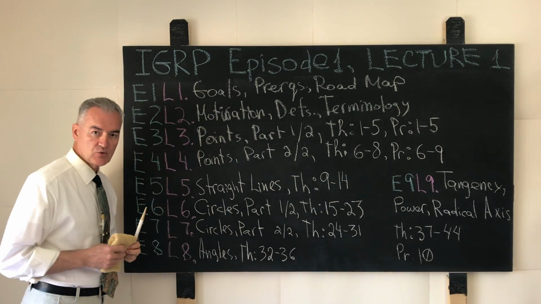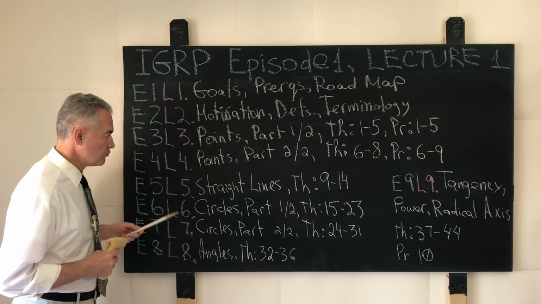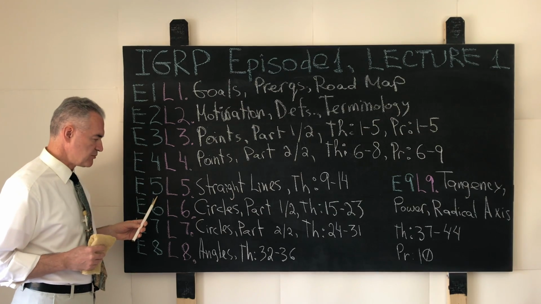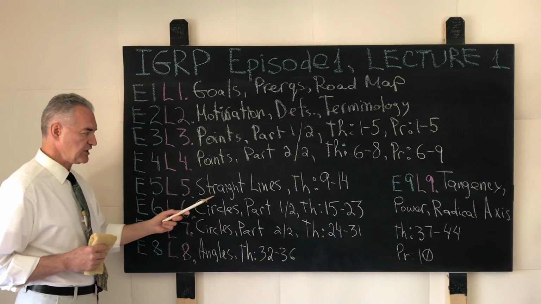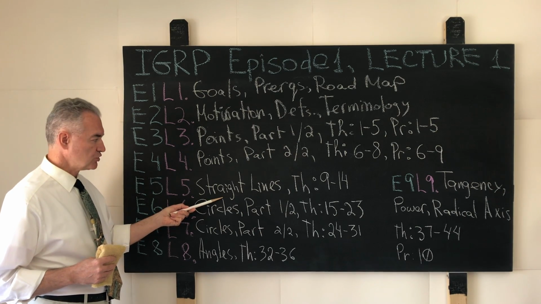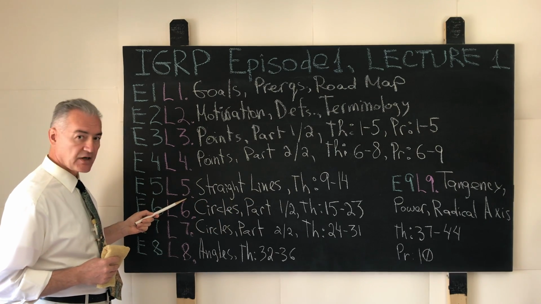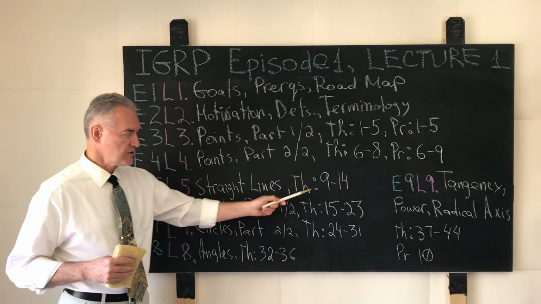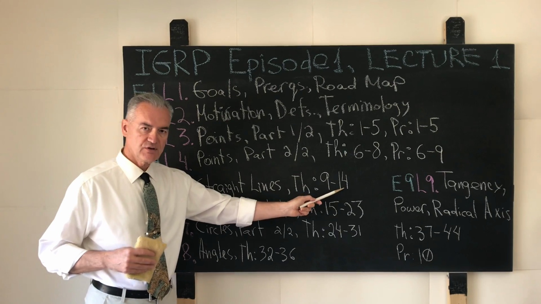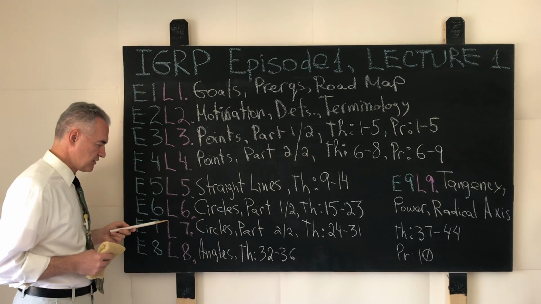Once we understand how inversion of the real plane with respect to a circle acts on points, we will move on further, and in episode 5, lecture 5, we will see how inversion of the real plane with respect to a circle acts on straight lines. In this lecture, we will cover theorems 9 through 14. There will be no problems, but if you can find some interesting problems to solve, then by all means be my guest.